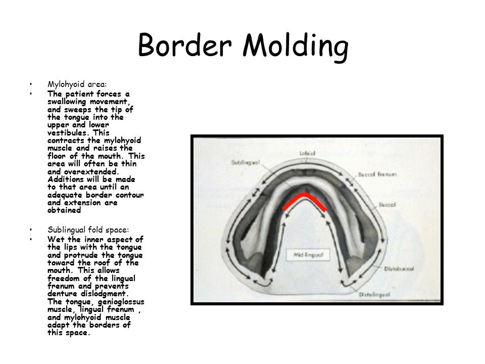The mylohyoid area and the sublingual fold. The patient licks their lips with the tip of the tongue. The tongue is placed alternately in the right and left cheek.